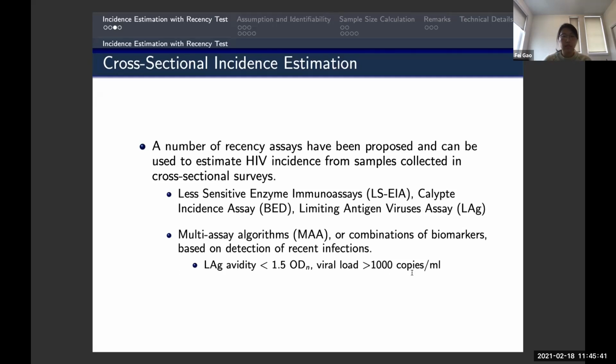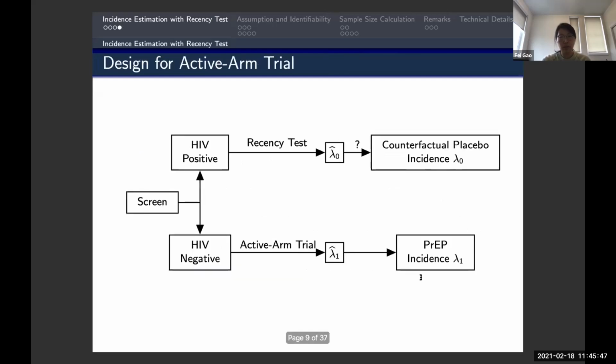So based on this knowledge of making use of recency assays to estimate incidence, we can then come up with a design for an active arm trial. Basically, our intuition is to try to make use of those HIV positive subjects we may see in the screening population to come up with this.